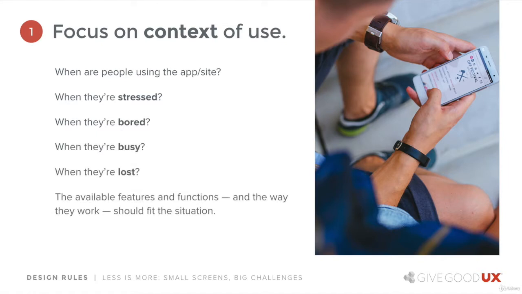The available features and functions, whatever you build in there and the way that they work, the way that they look, their degree of accessibility, the position of priority they take on the screen should fit the situation. What is the context of use? When are they doing this? And what are they doing in that moment? What are they trying to accomplish?